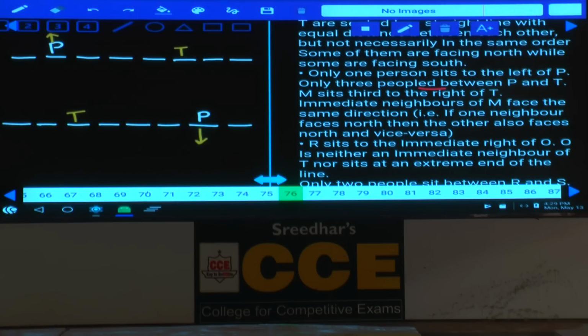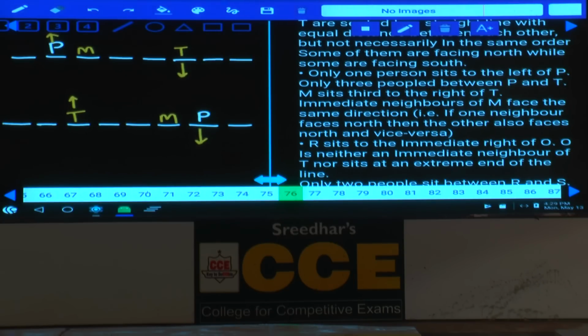M sits south to the right of T. As M is seated south to the right of T, T is facing south, then only M faces south to the right of T is valid. And in the second case, T must be facing towards north. 1, 2, 3, M will be here. M sits south to the right of T.